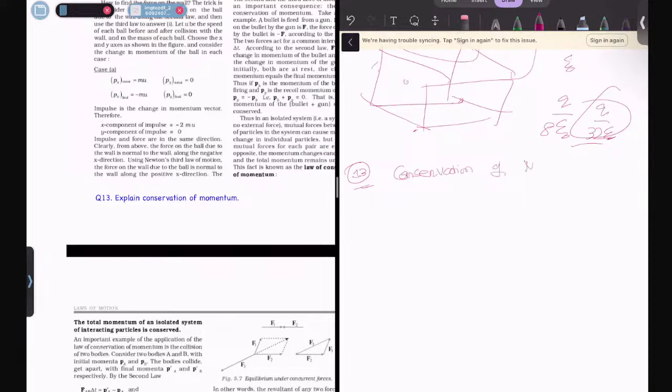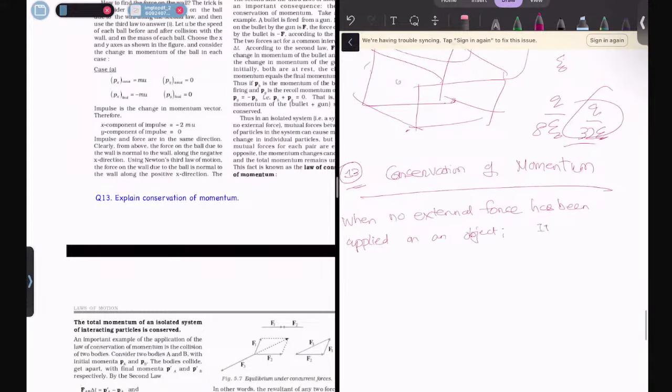Conservation of momentum, sorry. Okay, so where did this come from? Conservation of momentum means, first I'll define conservation of momentum: when no external force has been applied on an object, its momentum will remain the same.